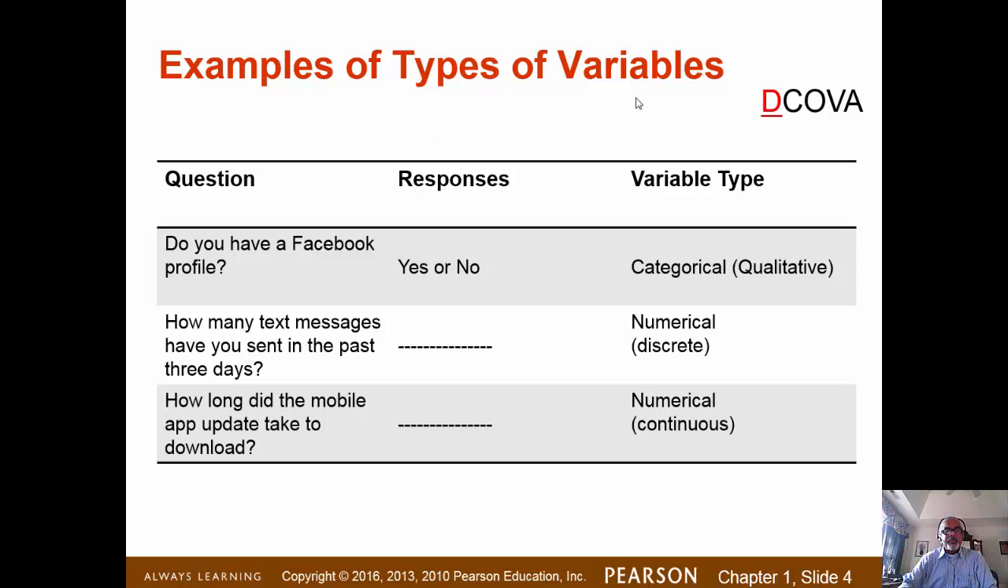So here is an example. Okay, do you have a Facebook profile? So that's yes or no response. So that means it is a qualitative variable, categorical. Two categories there. Now, how many text messages have you sent in the past 3 days? So that will be discrete, numerical. So 0 or 1, 2, 3, and so on. Now, how long did the mobile app update take to download? So here we are talking about time, and you're not counting this, you're measuring, so it is a continuous variable.